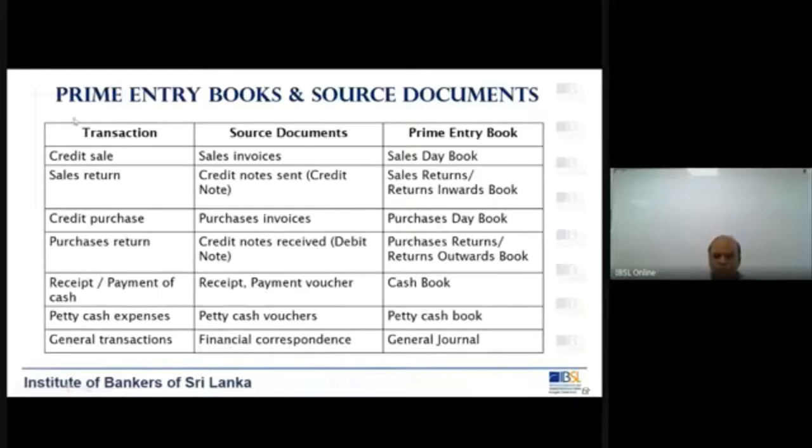And this table is very important because in one of the exams, I think this was tested. So you need to know what are the source documents relating to the prime entry books, and what kind of transaction can go into these prime entry books.